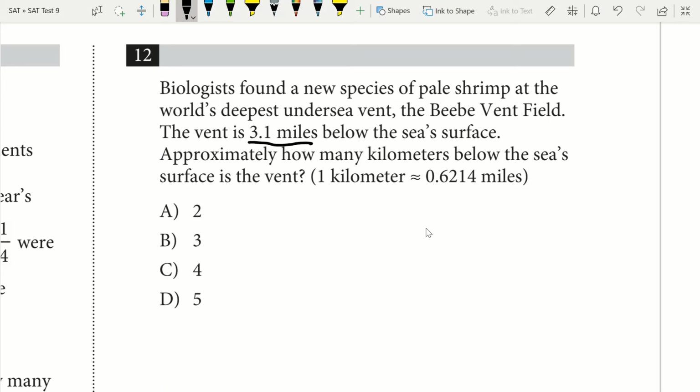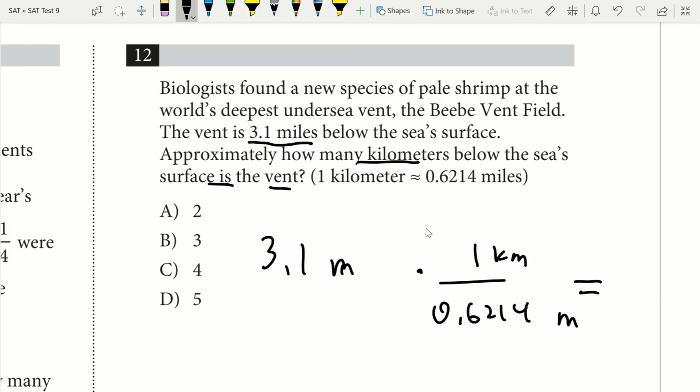So we're told that biologists found a new species of pale shrimp at the world's deepest undersea vent, the Baby Vent Field. The vent is 3.1 miles below the sea surface. Approximately how many kilometers below the sea surface is the vent? In this case, we're given our answer in miles. We have to convert it to kilometers, thus we need miles to cancel. So we have 1 kilometer per 0.6214 miles. Our miles will cancel. We'll be left with our answer in kilometers. We put that in our calculator, and we're going to end up with answer choice D, 5 as our answer. You could also know this if you know that 5 kilometers is about 3.1 miles. So either way, you want to make sure you're using canceling units. That's why I chose this one.